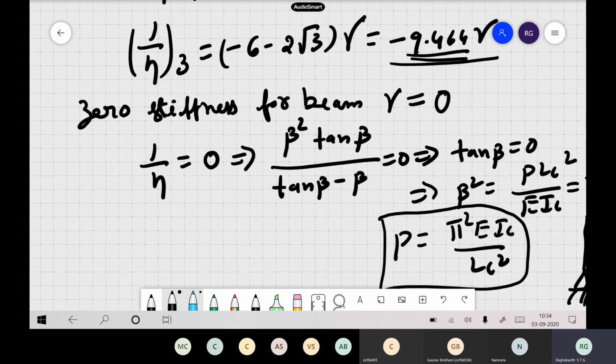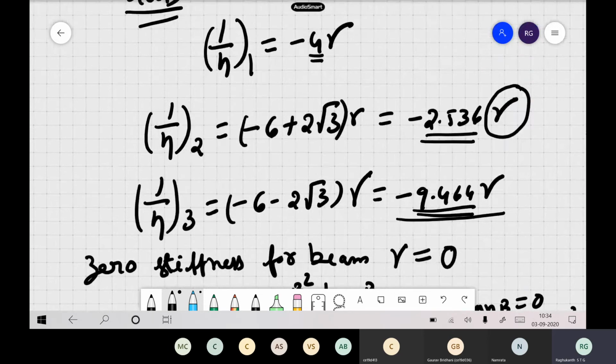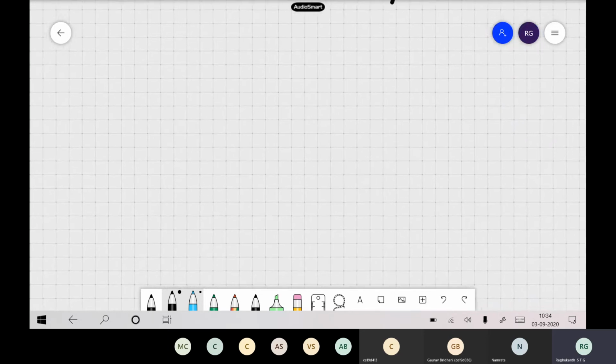You can see here eta is in the reciprocal, so when gamma tends to infinity, which means eta tends to 0. Okay, so you can solve here.